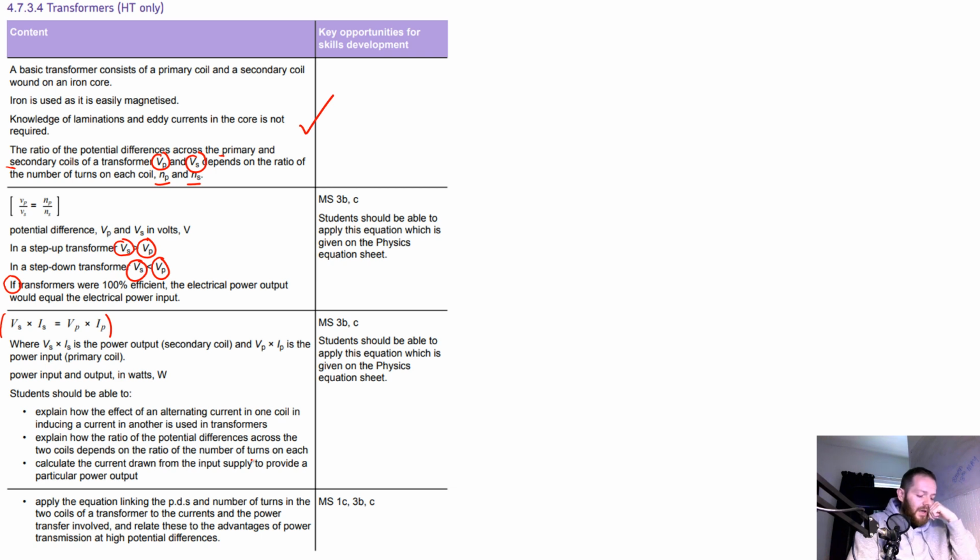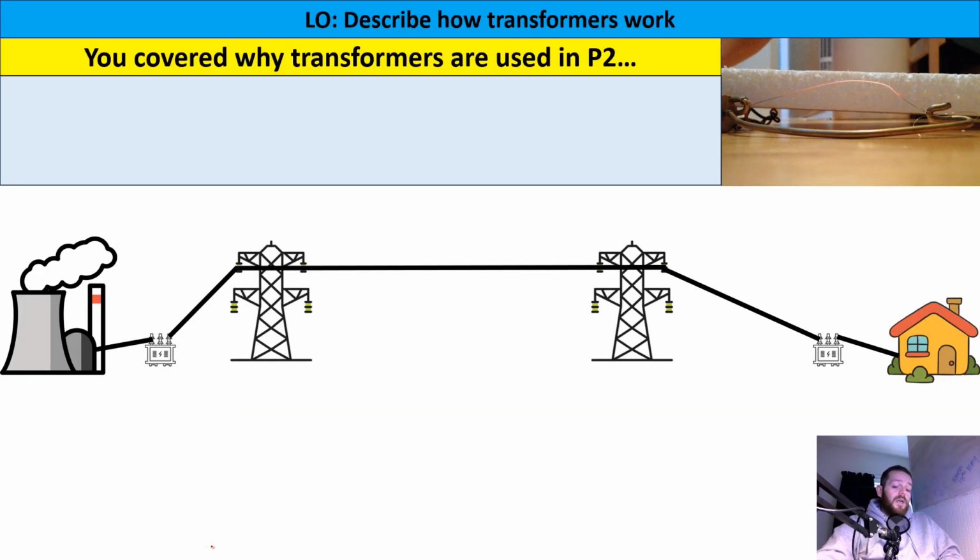And then the last one: apply the equation linking the potential differences and number of turns in the two coils of a transformer to the current and the power transfer involved, and relate these to the advantages of power transmission at high potential differences. Now, I'm hoping whoever taught you P2 went through the reasons behind step-up and step-down transformers. They didn't just say this is a step-up, step-down transformer. They told you why we use them. That's an important thing to get across. I'm going to go over that again now, even if they didn't, so you're going to find out now.